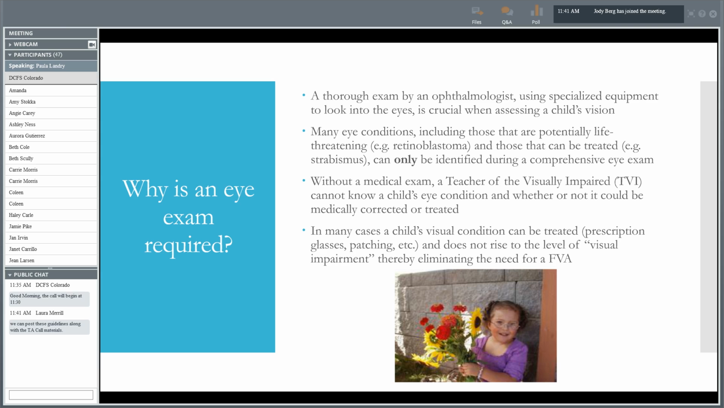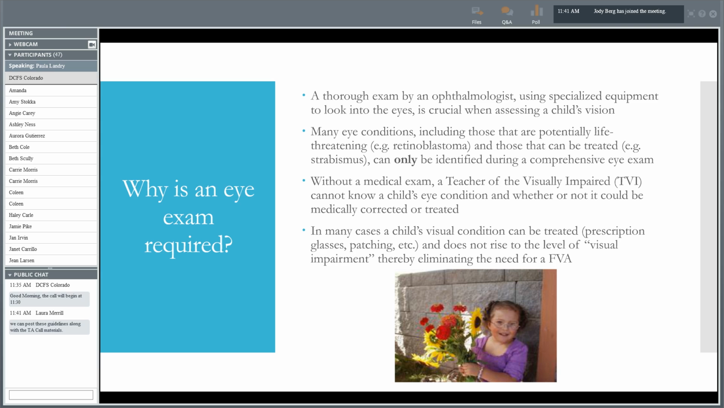And then, as I mentioned earlier, with retinoblastoma as an example, it takes the ophthalmologist looking in the back of the eye to be able to see those tumors. And if you had a TBI going in and assigning services to this child before and not having a referral to a pediatric ophthalmologist, you're just wasting really precious time for that child to be receiving the proper treatment.